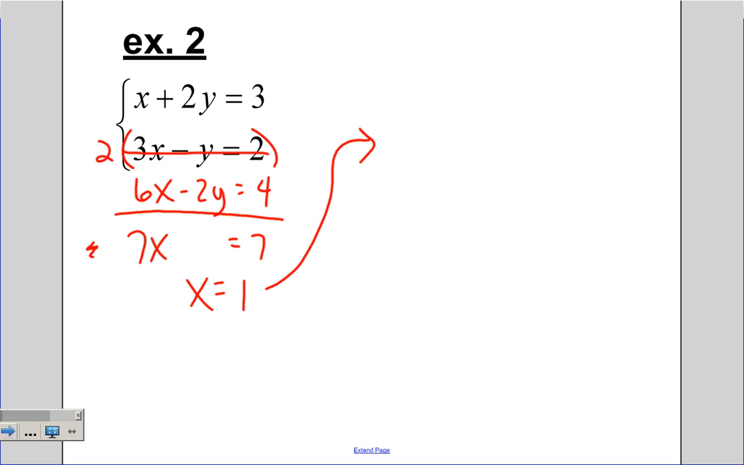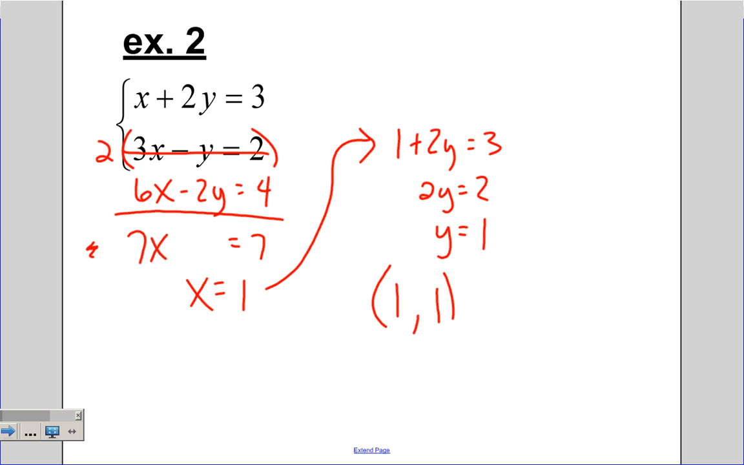All right, so I'm going to come around and plug in. I'm going to plug into the top one. And I'm going to have 1 plus 2y equals 3. I'm going to subtract that 1 and get 2y equals 2. Give me y equals 1. And a solution of 1, 1. Works out nice and easy.